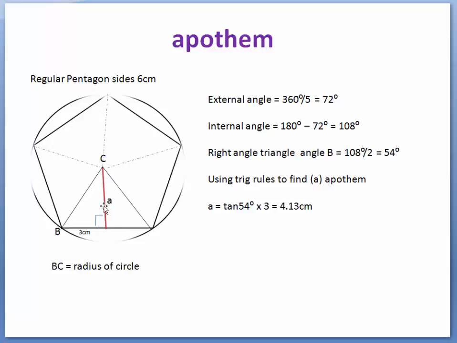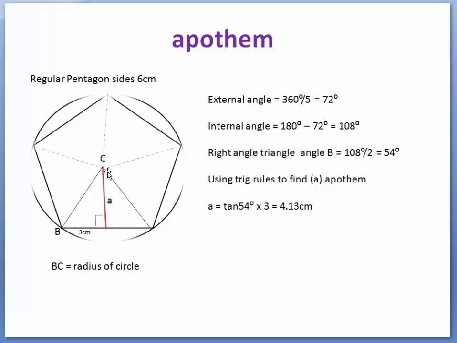How do we calculate the length of the apothem? So the external angle is 360 degrees divided by 5, the number of sides for the pentagon, which is 72 degrees. The internal angle is 180 minus 72 degrees, which is 108 degrees. So when we draw this triangle from the center, we get a right angle triangle where this angle B is 108, which is the internal angle, which we calculated here, divided by 2. So this gives us this angle B as 54 degrees.